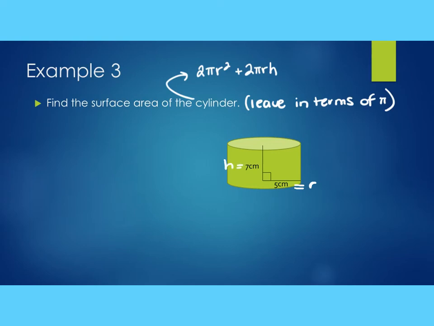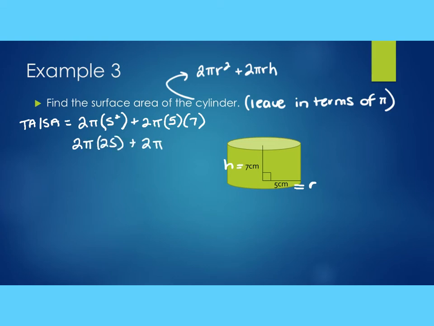height, which is 7. So then the total area or the surface area is 2 times pi times r, which is 5 squared, plus 2 times pi times r, which is 5, times the height, which is 7. So I'm going to do 2 times pi times 25 plus 2 times pi times 5 times 7. And we can rearrange these any way we want. So I'm going to kick the pi to the end of each of these. So I get 2 times 25 times pi plus 2 times 5 times 7 times pi.